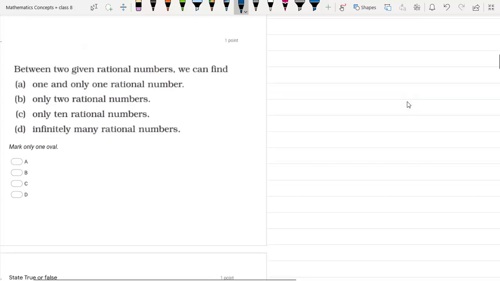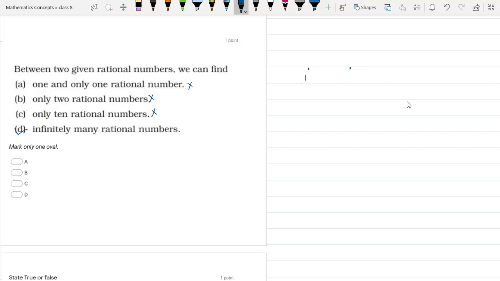Then we have the second question. Between two given rational numbers we can find. First is saying only one and only one rational number, wrong. Then only two rational numbers, again wrong. 10 rational numbers, wrong. Infinitely many rational numbers is correct. Why? Let's see. Suppose you have two numbers.